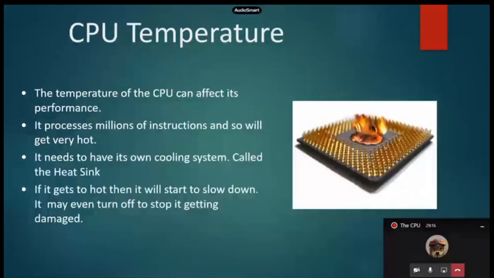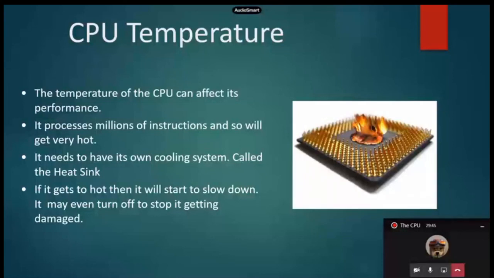Another one is CPU temperature. So obviously this comes down to how it will affect the performance. Now, obviously, if you are leaving your computer on all the time, you're not really looking after it, the CPU can get really, really hot. Now, basically, it needs its own cooling system, and this is called a heat sink. And it's actually based on the motherboard and actually sits directly over the top of the CPU.